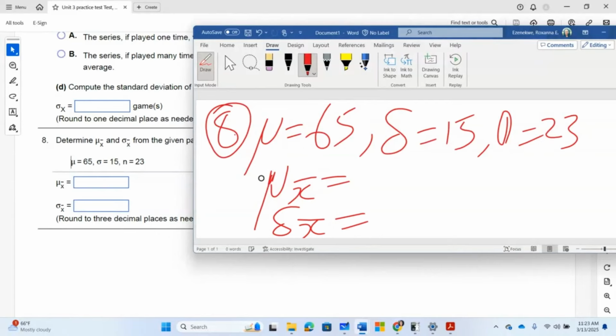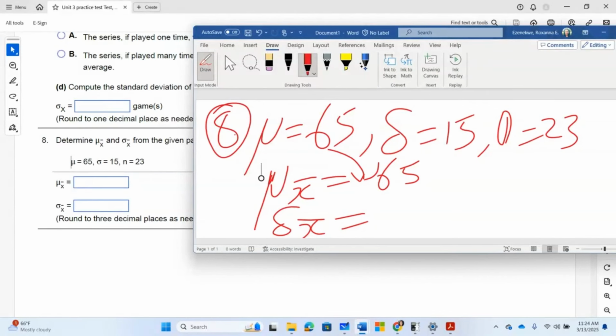The mu x bar is the mean of the central limit theorem. According to the definition, the mean of the central limit theorem is equal to the mean of the original data. So the mean of the central limit theorem is equal to the mean of the original data. That's all we need to answer.